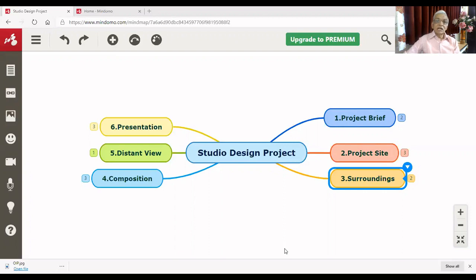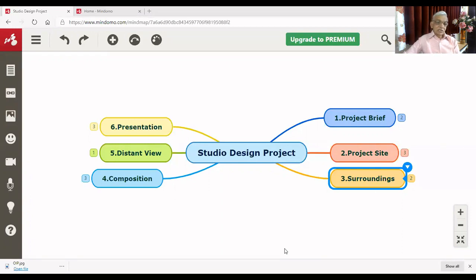What surroundings are around the site? Okay, so there could be bushes, there could be another property, there could be a road that is leading somewhere else, there could be a swale. So you need to understand these features and try to find out how these features will help you in your design.